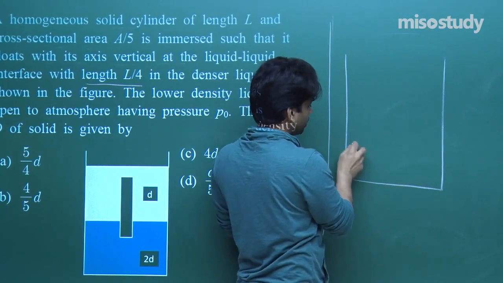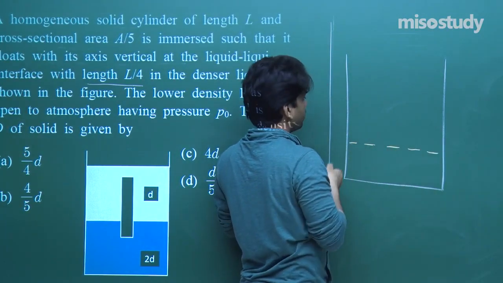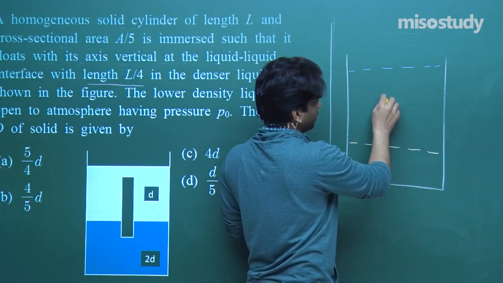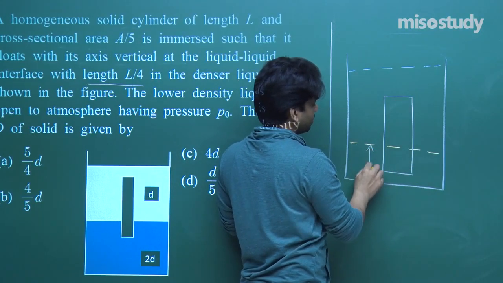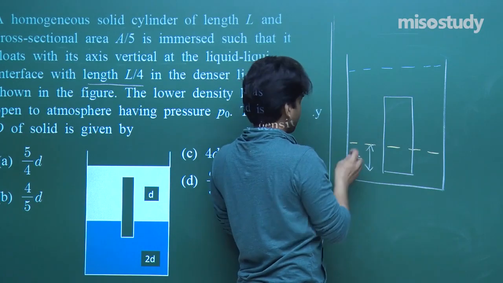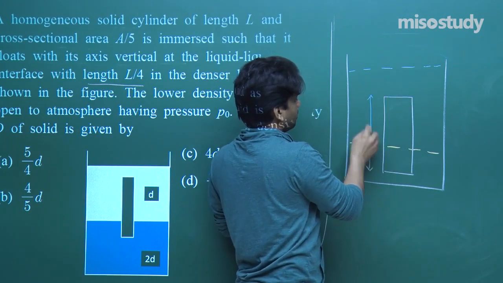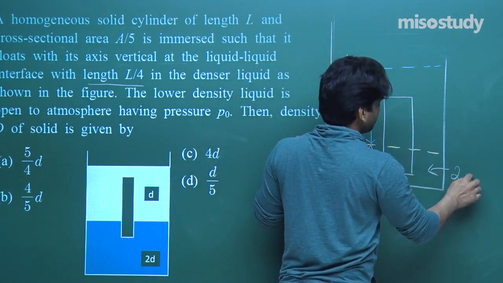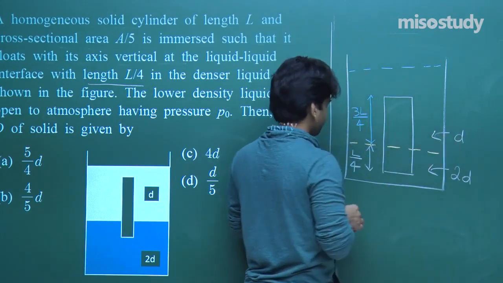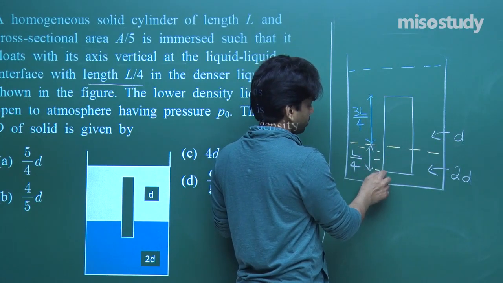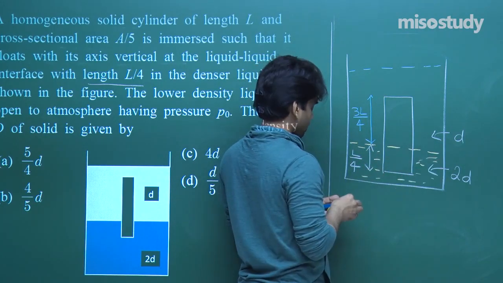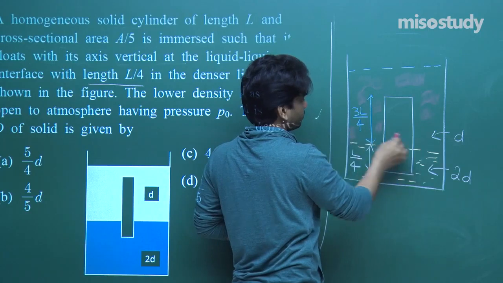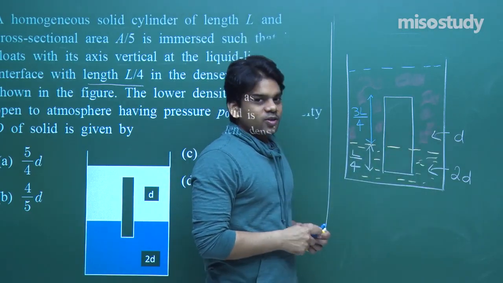We have two liquids, one liquid of higher density, one liquid of lower density. We have an object that is in this manner. This length is given as L by 4, so automatically the other length will be 3L by 4. The density of this is given as 2D, the density of this is given as D. So now if I just show you these two liquids, and here I am using a different color. I hope that you would have understood how to do this.